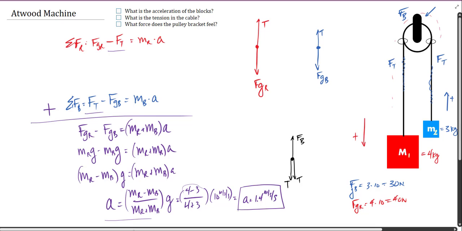Now, the second part of our problem wants to know what is the tension in the cable. Well, now that we have the acceleration, we can go back and use either of our equations. Since I have some space where the red one is, let's use that one and plug in our numbers. The weight of the red object is 40, minus the tension in the cable, which is what we're looking for. That's going to equal the mass of the red object, which is 4, times our acceleration of 1.4. That tells us the tension of the cable is equal to 40 minus 4 times 1.4, which is about 34.4 newtons.